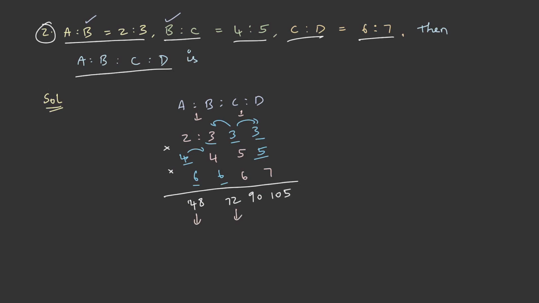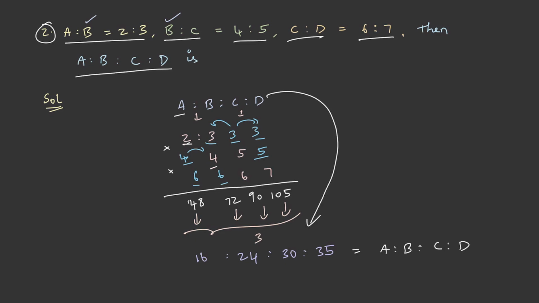Then we have to look out for a number which divides all these numbers. In this case, all these numbers are divisible by 3. So dividing these numbers by 3, we will be getting 16:24:30:35. This is the value of a is to b is to c is to d.